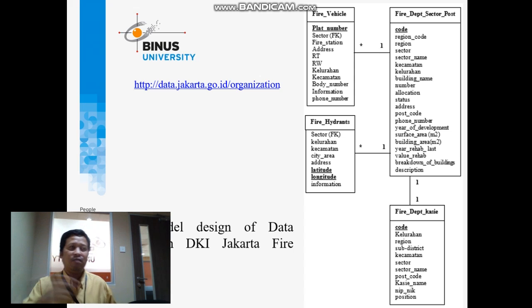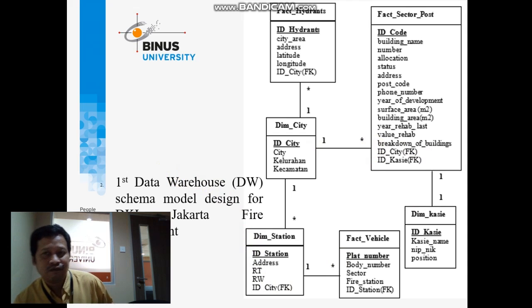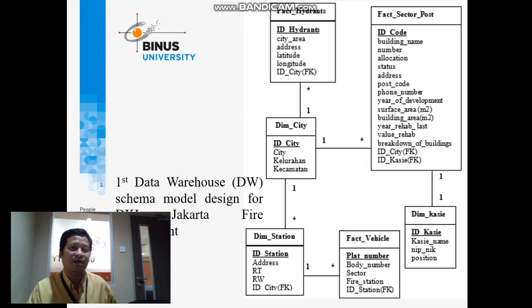If we go back to the concept of the data warehouse, we have the star schema data warehouse, and we have the fact constellation data warehouse. So next, this is the first idea for the model of the data warehouse. If you look at here, we have three fact tables. The fact hydrant represents the number of hydrants in DKI Jakarta.